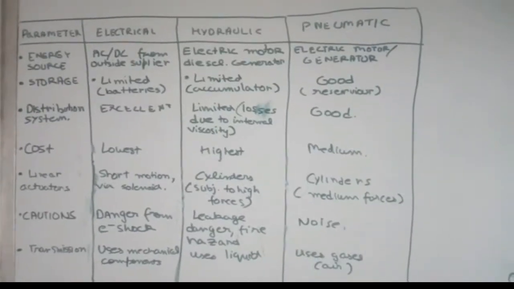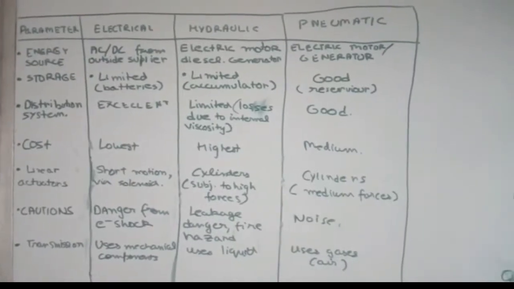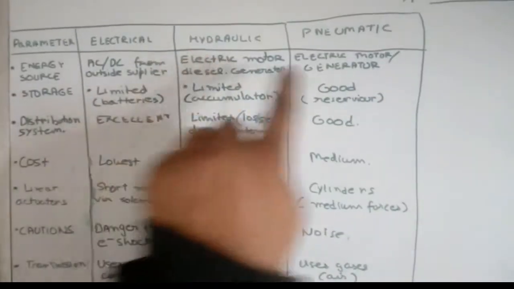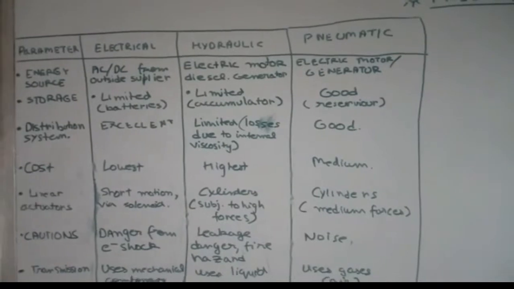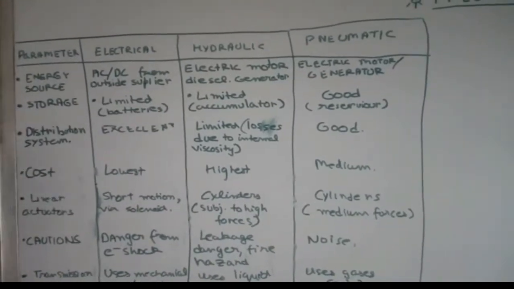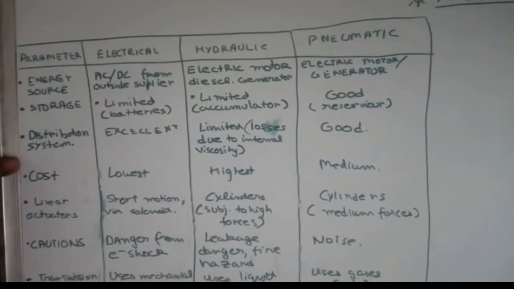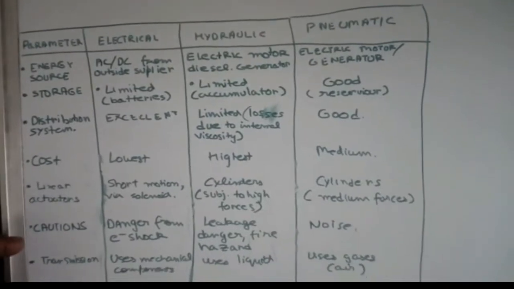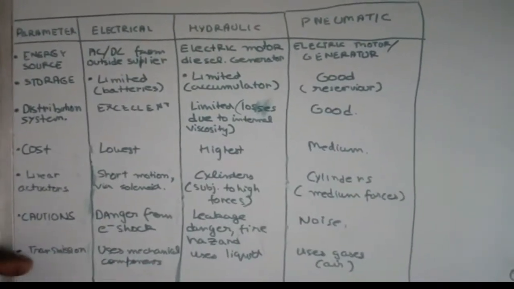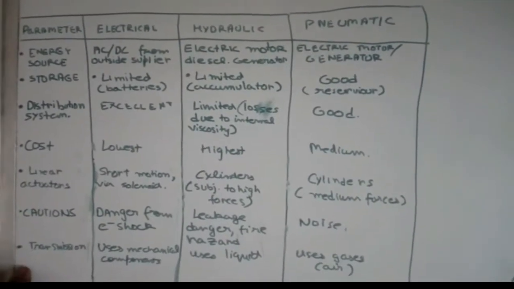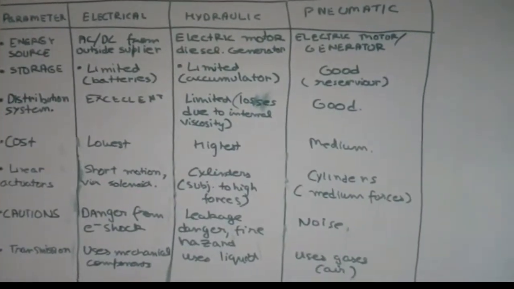So now just see the simple differences between the electrical, hydraulics, and pneumatic systems on the basis of a few parameters like energy source, storage, distribution, cost, linear actuation, cautions, and transmission. So let's begin with transmission. First of all, this is a basic definition.